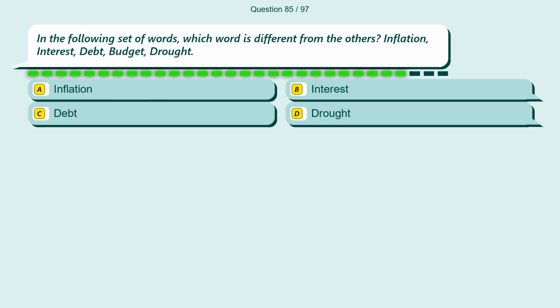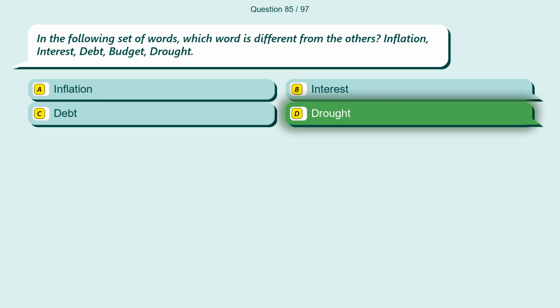Question 85. In the following set of words, which word is different from the others? Inflation, interest, debt, budget, drought. Option A, inflation. Option B, interest. Option C, debt. Option D, a drought.